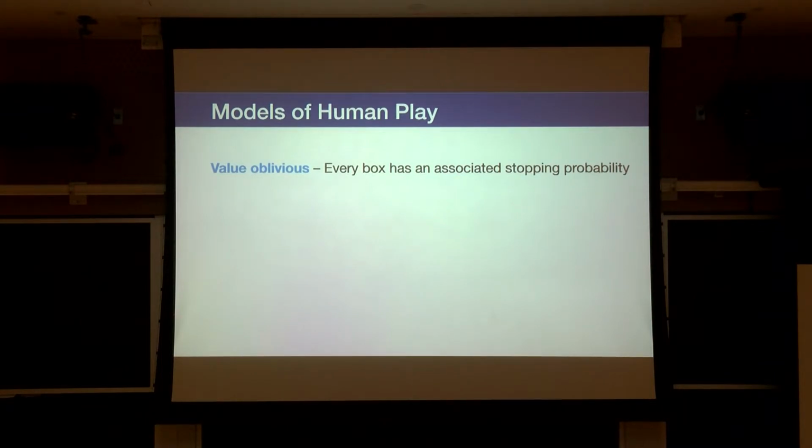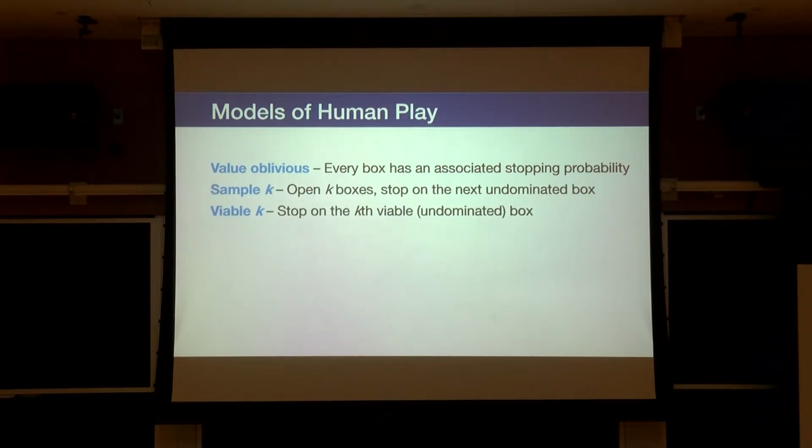So the first model that we constructed we called the value oblivious model. This is kind of like a baseline model. The way this one works is every box has a probability of stopping associated with it. And what you do is you open the box. If the box is non-dominated, then you stop with the box's stopping probability. So notice that aside from checking for domination, you're not really taking account of how big the values are at all, which is why we call it value oblivious.